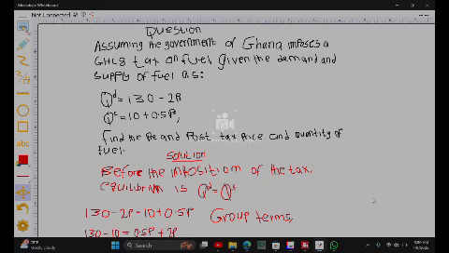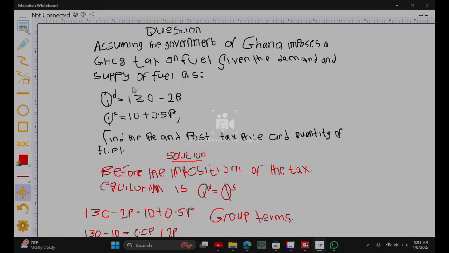Okay, so today I would like to take you through some questions under public finance, particularly under the imposition of tax. And the question is, assuming the government of Ghana imposes a tax of 8 Ghana cedis on fuel, given the demand and the supply function of fuel. Let's say the demand function is given as Qd = 130 minus 2p, and the supply function is given as Qs = 10 plus 0.5p.